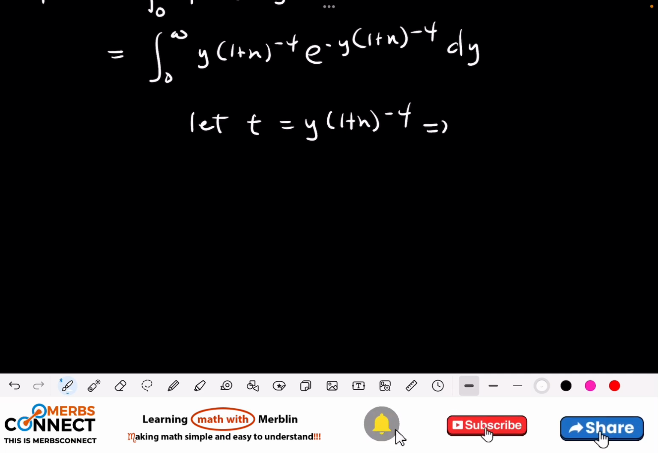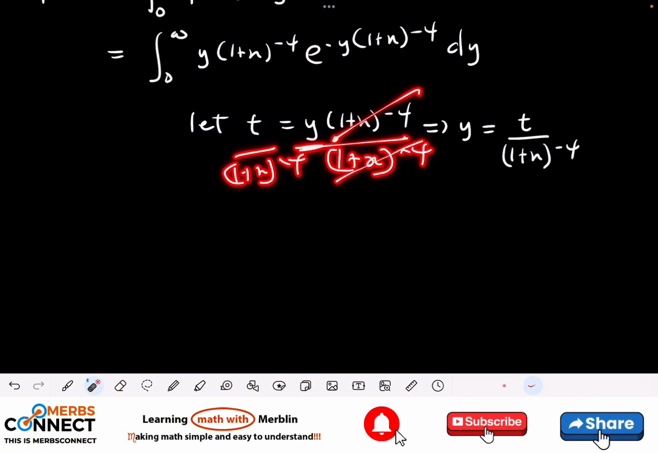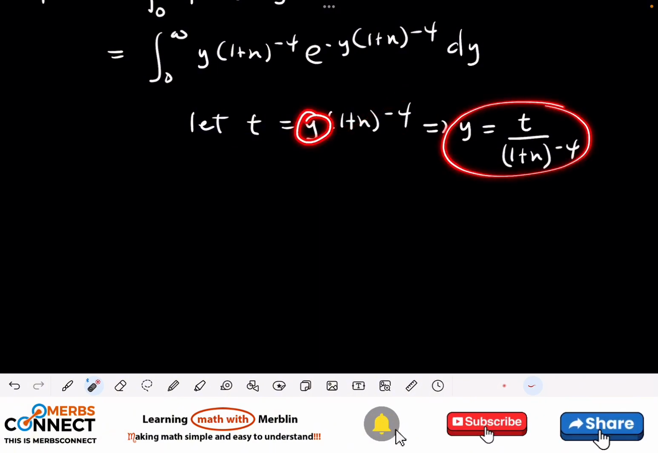Now this implies that what will be y? Y will be equal to t divided by, what am I going to get? 1 plus x to the power minus 4. Good. So when I'm making y the subject, I need to divide through by 1 plus x to the power minus 4. This cancels this, and I'm going to have y equal to this.